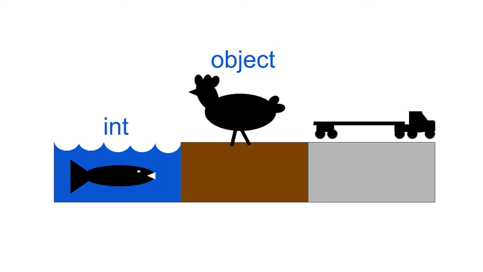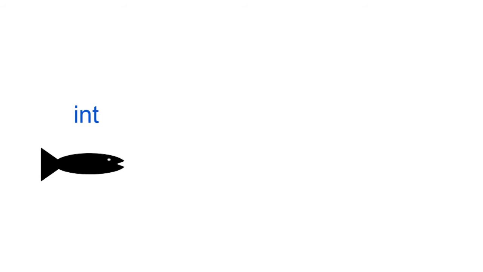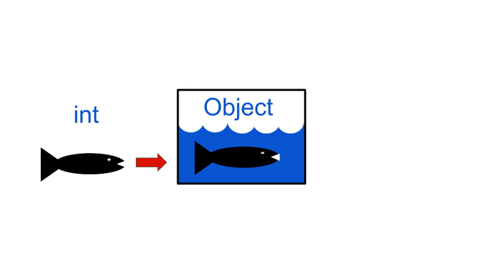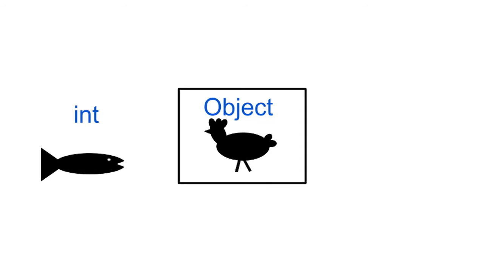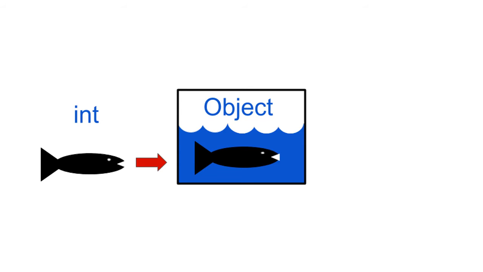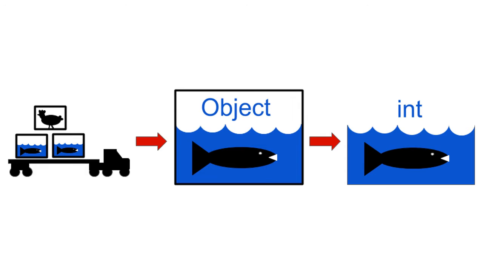But what if we have to transport the fish with the chicken? Well, we could just put the fish in a water filled box and then we put it on a truck with the chicken. Essentially, the ocean based fish can ride in the truck just like a land based chicken because we boxed the integer species into an object species. When we get to our destination, we can unbox the fish and put it back in the ocean, or convert the object back to an integer.